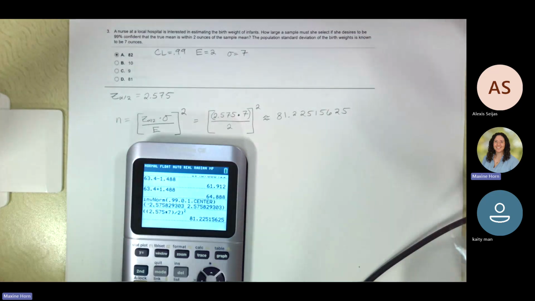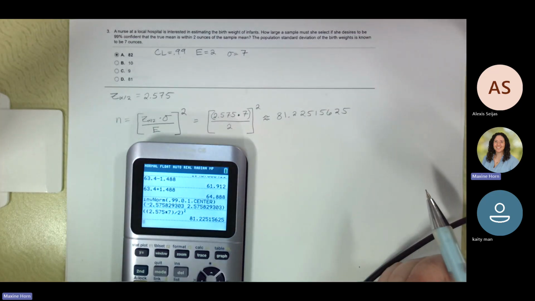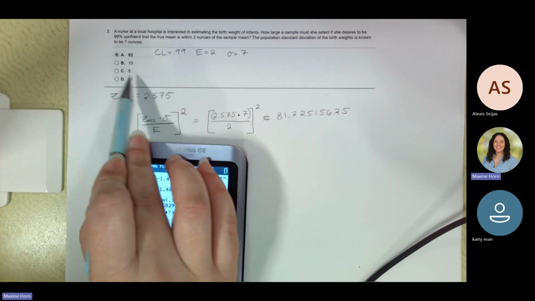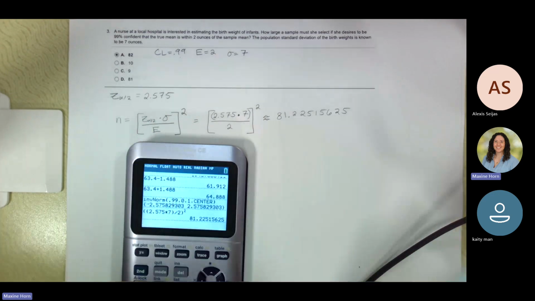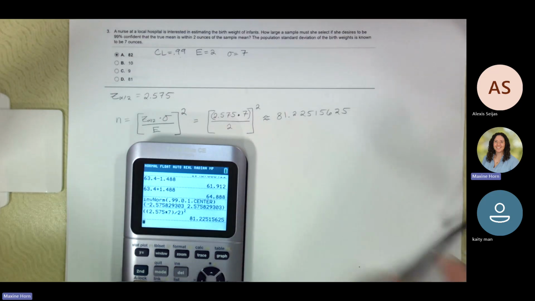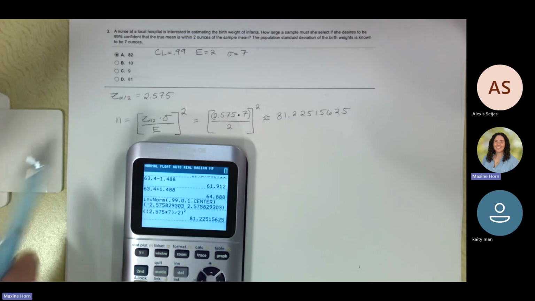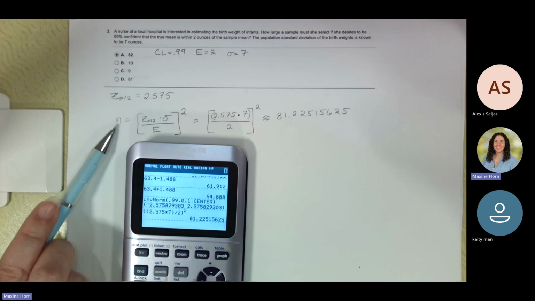This gives me in the calculator 81 point, and this is technically approximate, 0.22515625. And if you were going quickly through this and looked at these answers, you might be tempted to choose 81. But you're not going to, because you're going to pause and remember the context of this problem. And you're going to say, I'm not just blindly plugging numbers into a calculator and spitting them back out. I am thinking critically about what is being asked of me. What is being asked of me is to find how many people I need in this sample. I'm looking for a sample size.